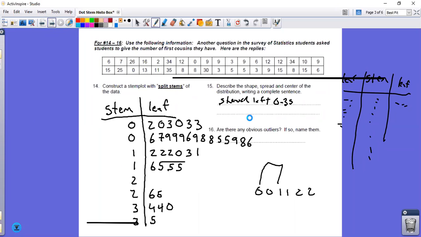On the second page is the box plot stuff. And you don't need to put this in a calculator. Probably quicker if you don't, if you just understand how box plots work.